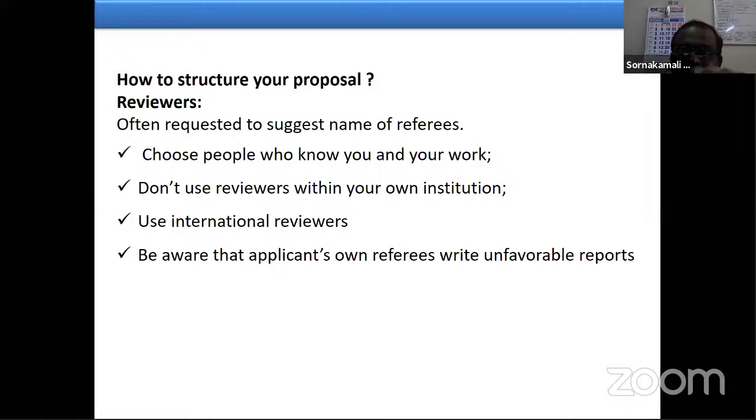Then most funding agencies need referees. You have to choose people who know you and your work. Don't use reviewers within your institution; use international reviewers. Be aware that applicants' chosen referees many times write unfavorable reports of our project. Always keep these things in mind while proposing referees for evaluating your projects.